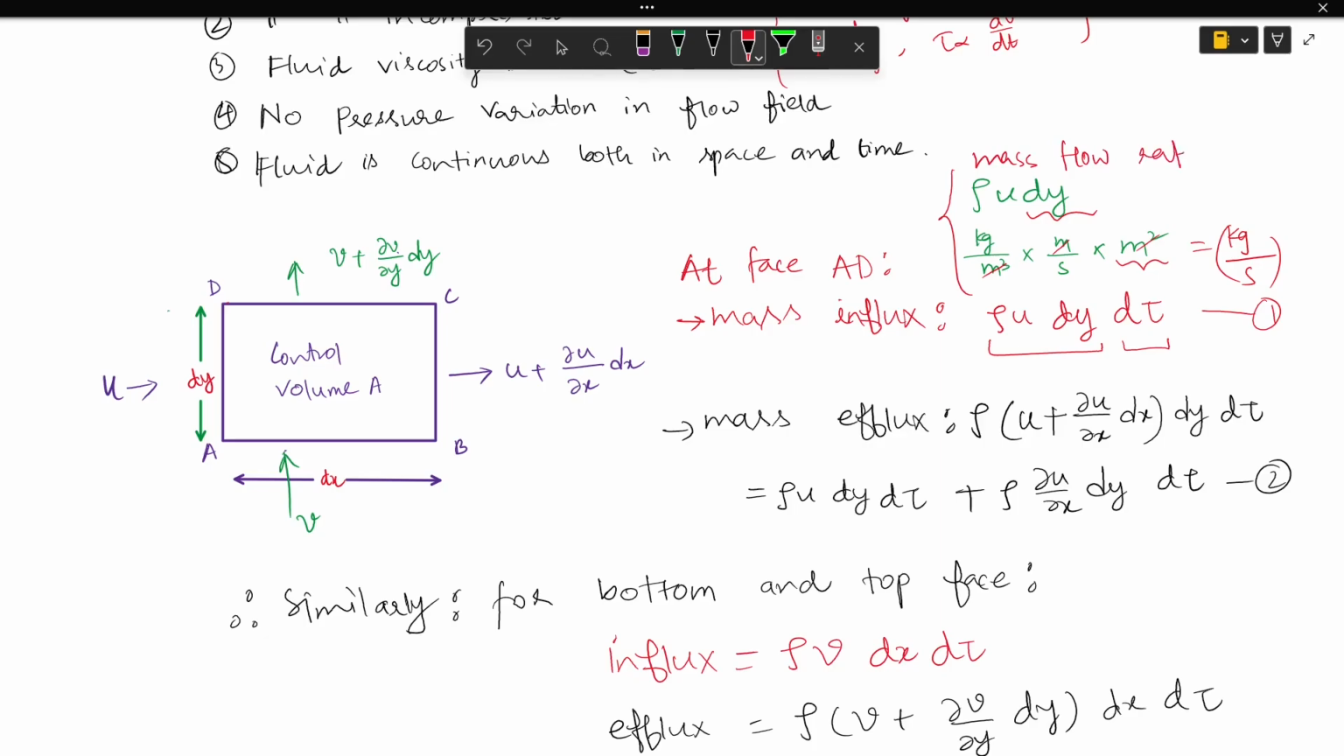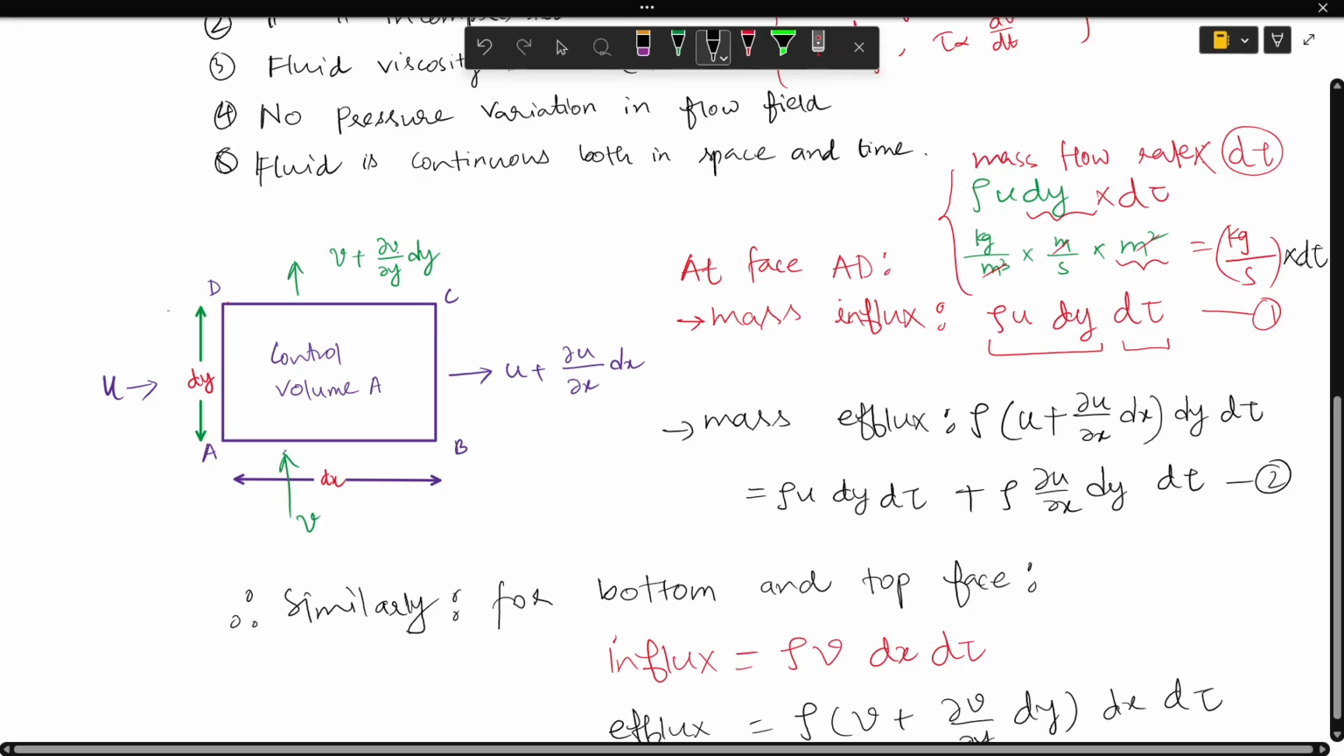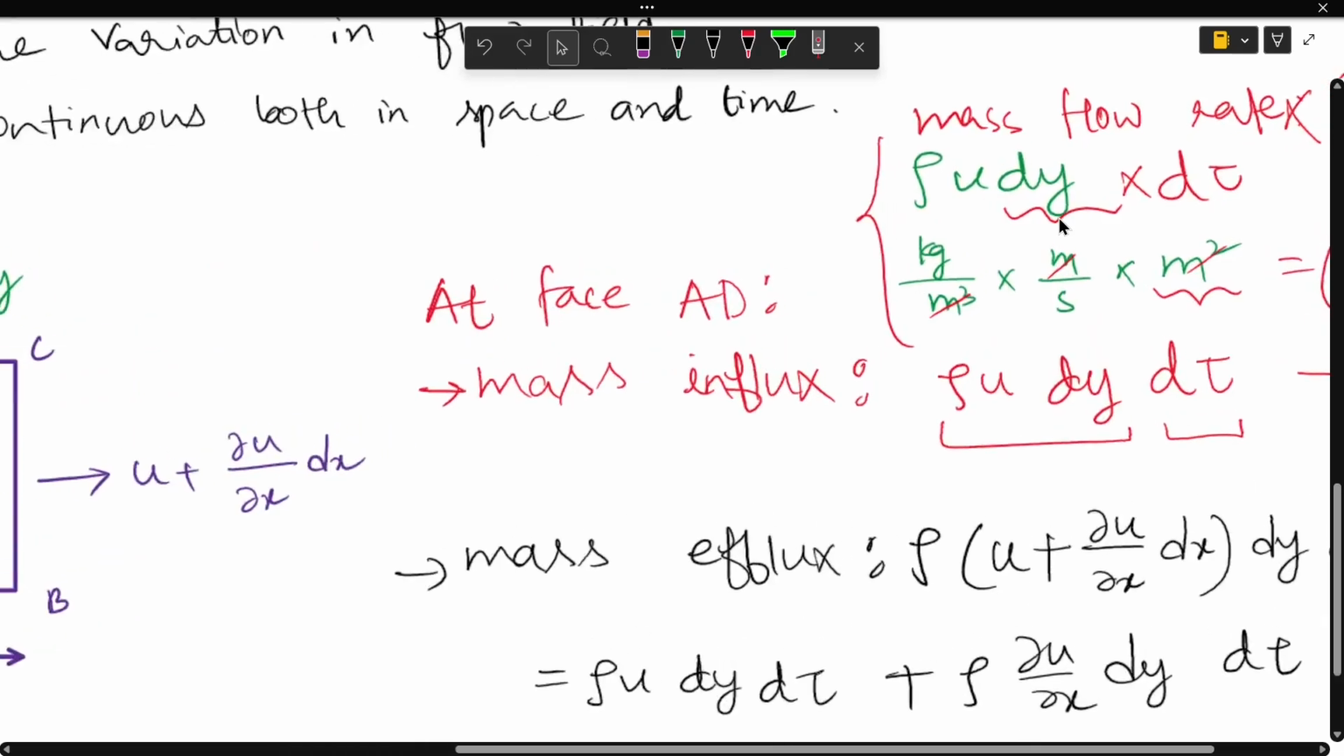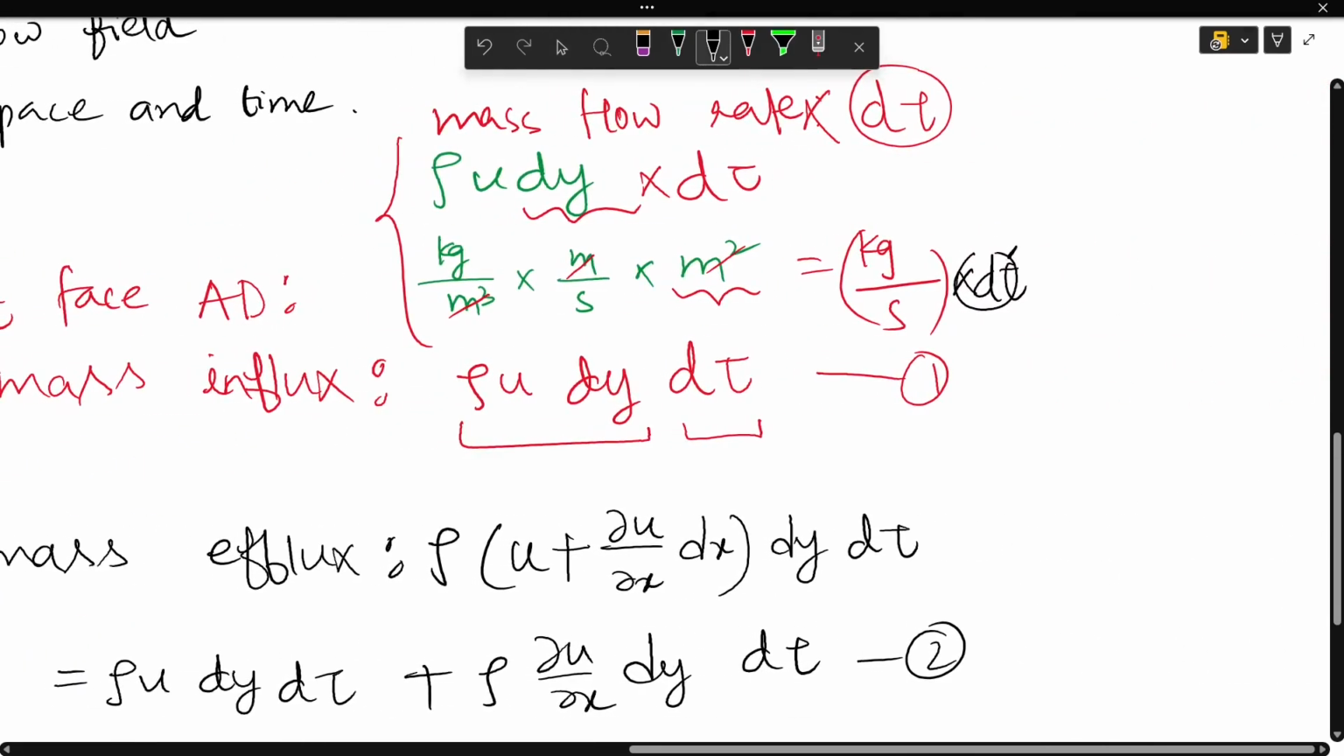Mass flow rate. But what about the mass influx? That is basically mass flow rate times the time d tau. D tau is the short time that we have taken into consideration. So if I'm also multiplying d tau here, this is also going to have a unit, which is basically second. So this second and this second will be gone, and we will be left with some kg. That is our mass influx.